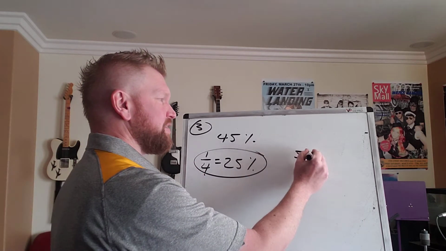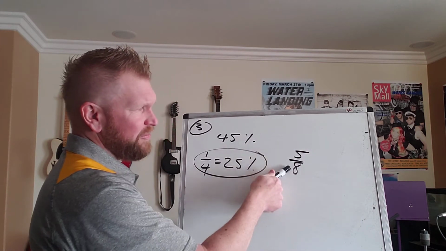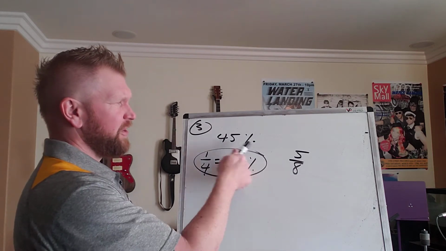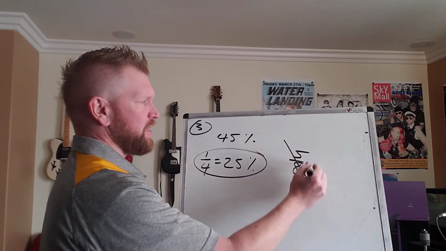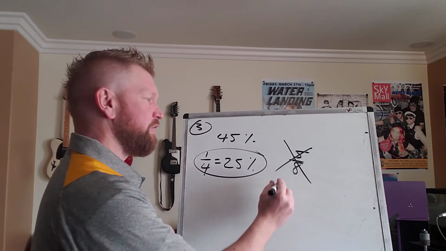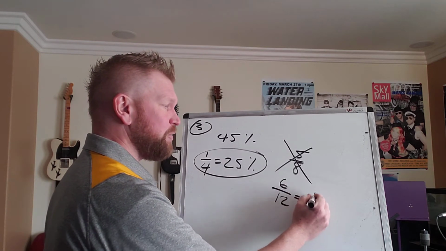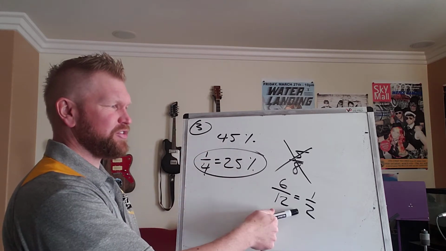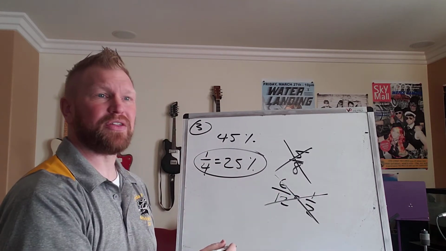We've got 5/8. So 5 out of 8 is more than half, because 4 out of 8 is half. This is more than half. We're looking for less than half, so it can't be 5/8. We've got 6/12, which is exactly 1/2. This is almost half, but less than half. This is too big, so it's not 6/12.